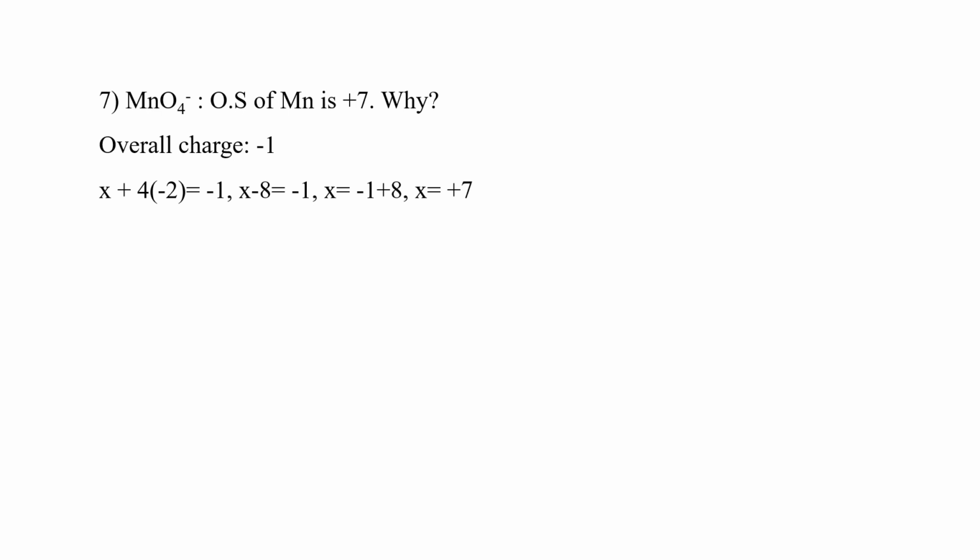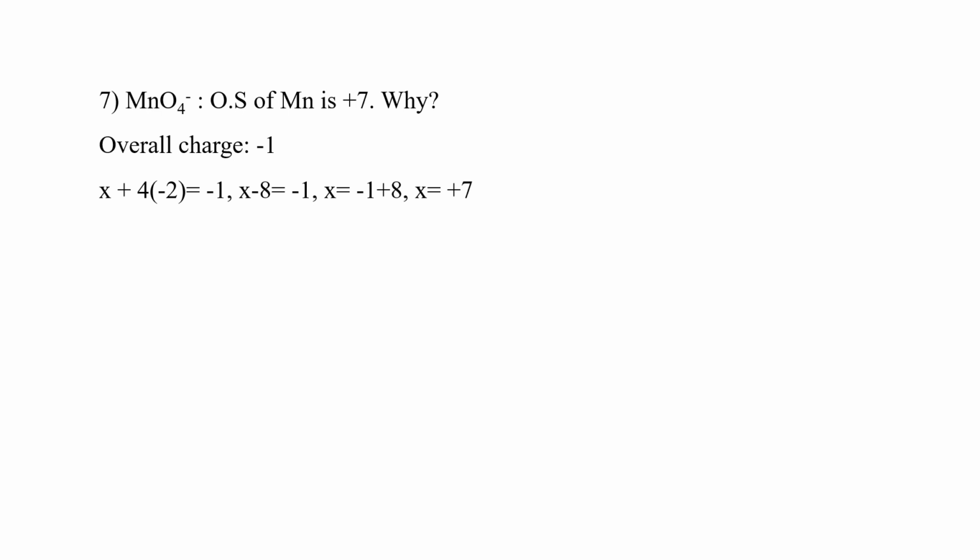Now, the last example, we have the permanganate ion, right? We said the overall charge of the permanganate ion is -1, right? That is to say the oxidation states of all the atoms add up to -1. So the overall charge is -1. The question is, what is the oxidation state of manganese? The oxidation state of manganese is +7.